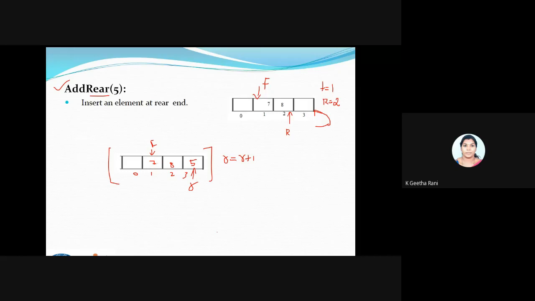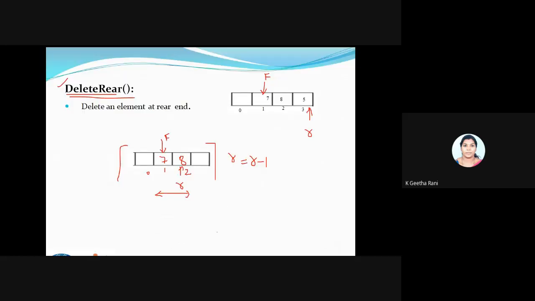Okay, and this as usual, you'll be doing this on our queue also. The same thing I'm doing for DQ also. Fine. I'm not taking any circular array here. I'm taking a normal array here. Okay, and next I'm going to have a delete rear. So for deleting, I'll be using an operation called r is equal to r minus 1.